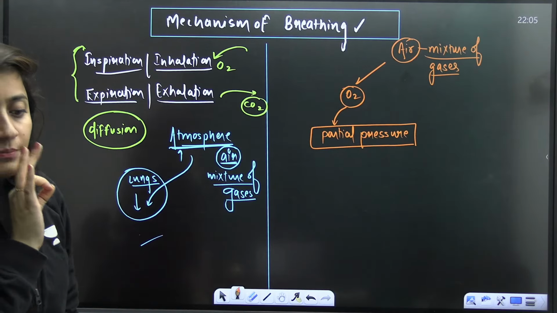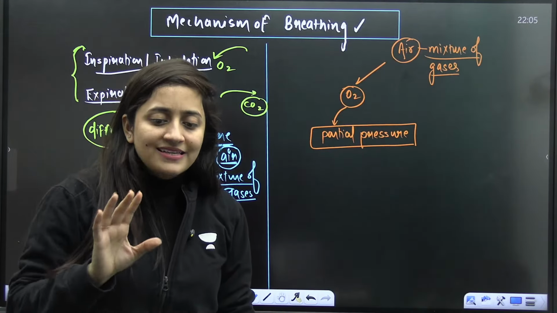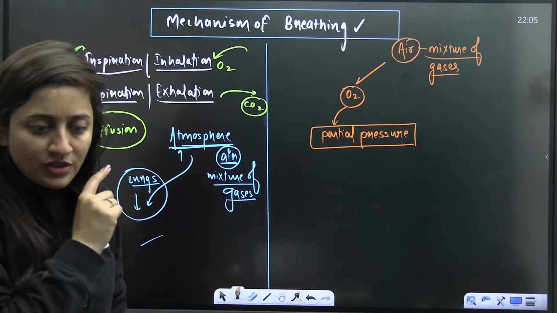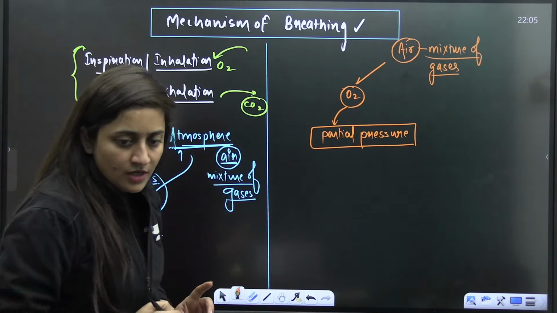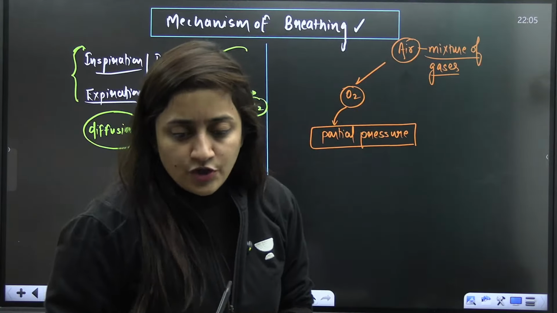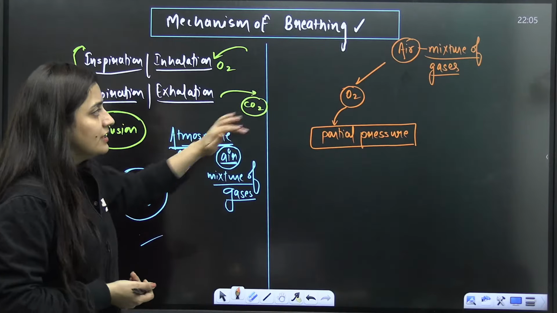I'm talking about the pressure of the component of that mixture. Is that clear? So that is something you have to keep in your mind, number one. We'll be talking about the partial pressure of oxygen, and we will be talking about the partial pressure of CO2 here. So diffusion done, this done.